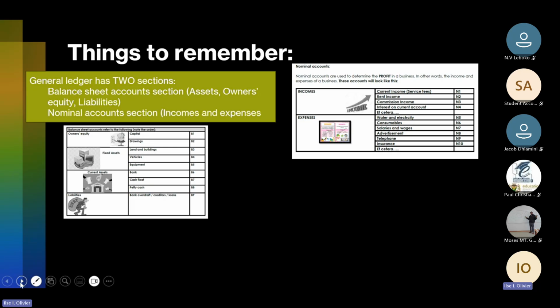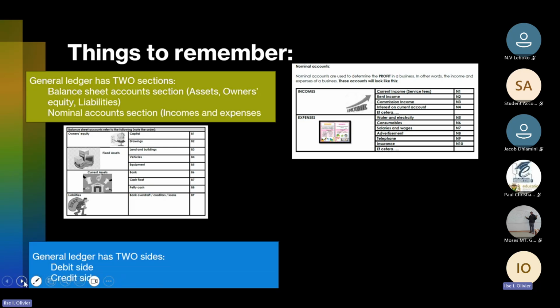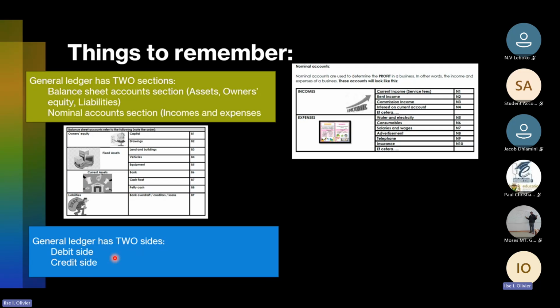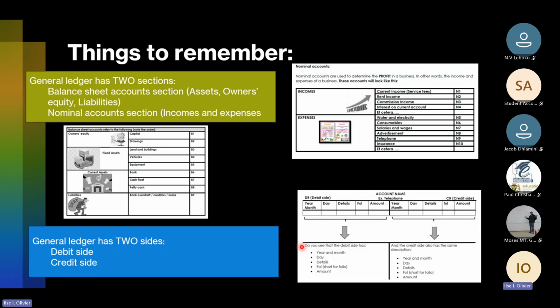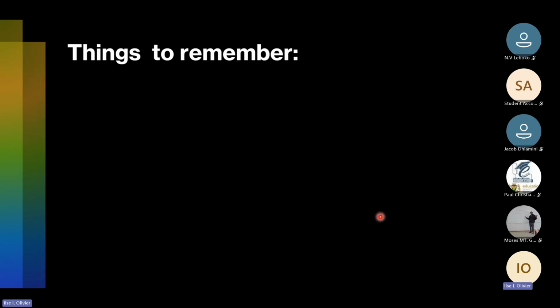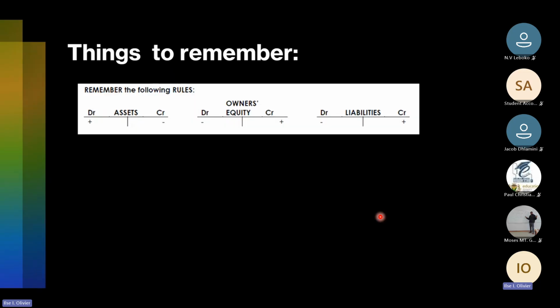Always remember as well that the General Ledger has two sides, that is the debit and the credit side. And if you look at the debit and the credit side, always remember that it looks exactly the same, that you always have year, day, details, folio, and amount on the debit side as well as on the credit side, because what you write on the debit side, you must also write on the credit side based on the double entry method.